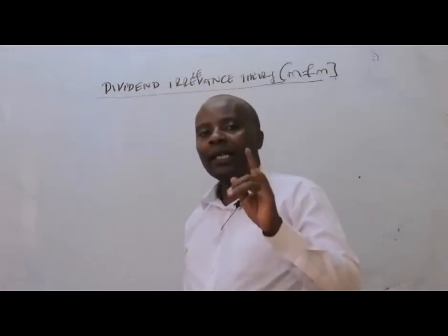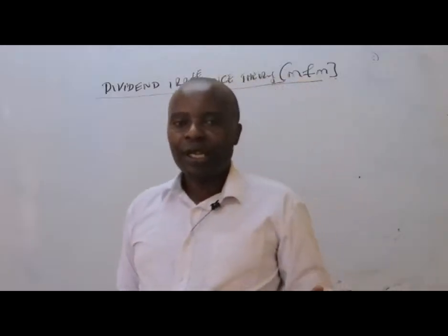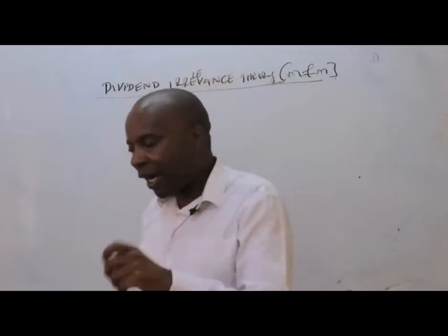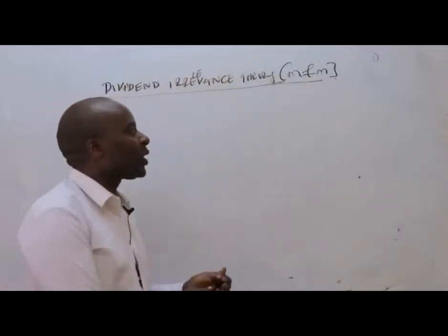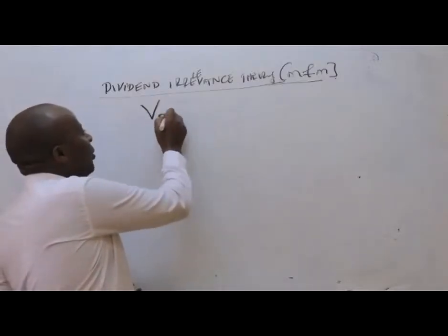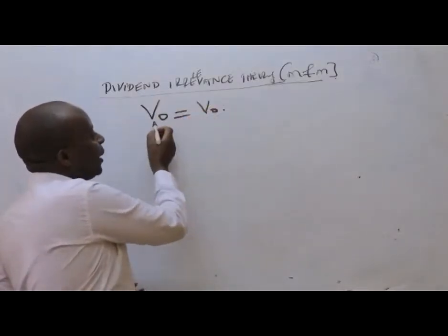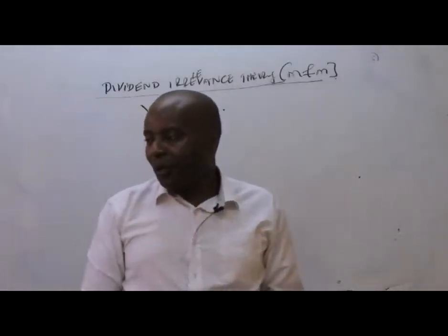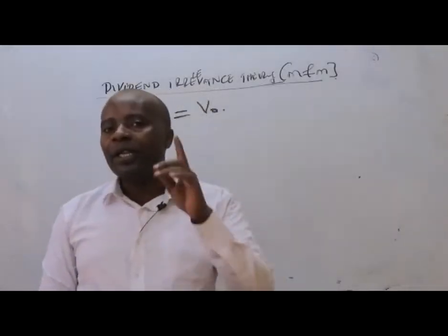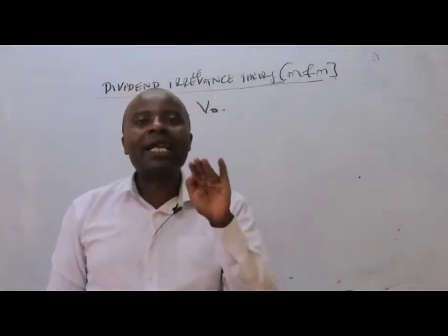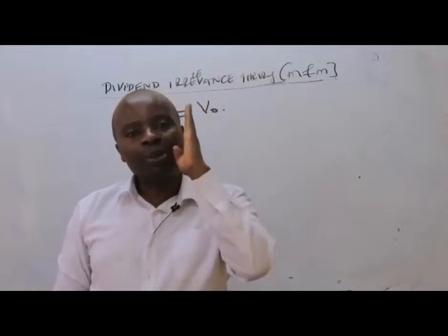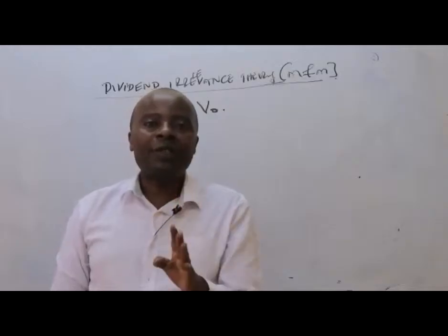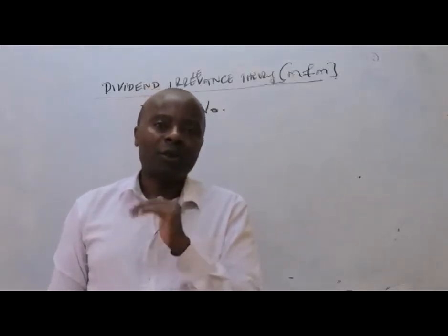So remember, under dividend irrelevance theory, whether you pay dividends or you don't pay dividends, the value of the firm will always be the same. The concept here is that the current value of the firm, P0, is always the same regardless of whether you decide to pay dividends or you don't. It's called the dividend irrelevance theory.